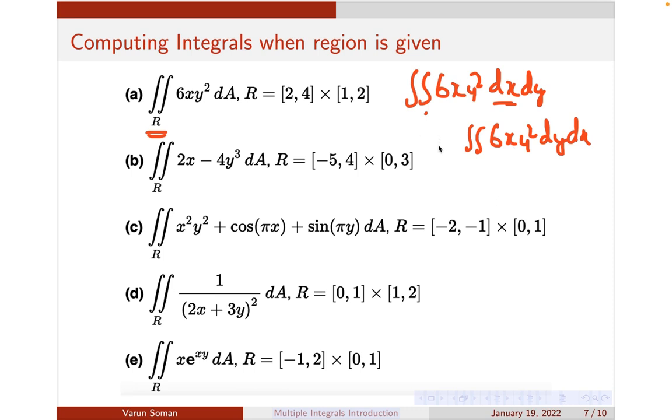Okay, now let us write the limits. Now what is the variation of x here? This is actually of the form a cross b, where x is basically, what is a cross b?